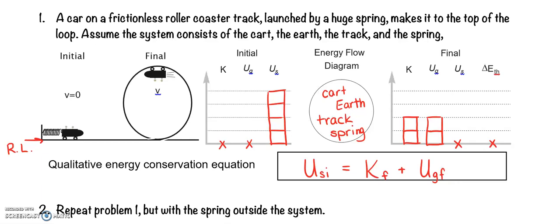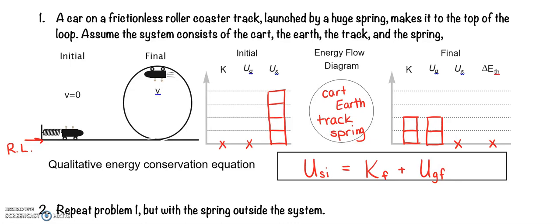We learned about LOL diagrams, and we started with this first problem, where we have a car on a frictionless roller coaster track launched by a huge spring. I just want to review this problem before we look at 2, 3, and 4, which are variations on this problem. In this problem, we are told that the cart, earth, track, and spring are all a part of our system, so we add that to the O of the LOL diagram.